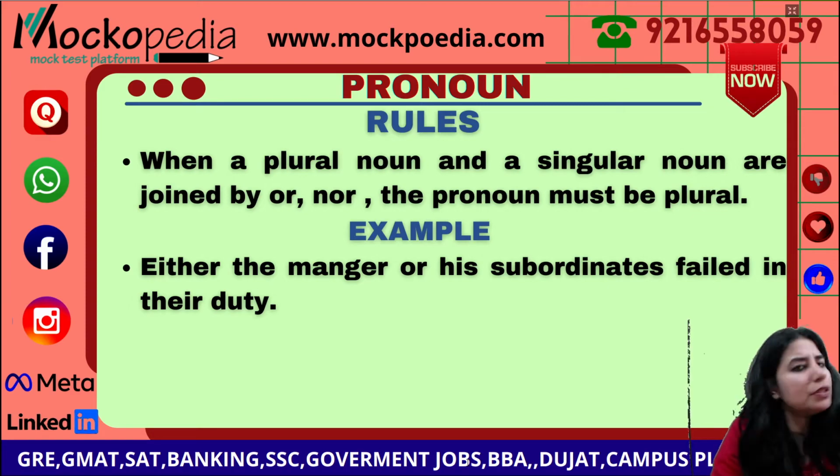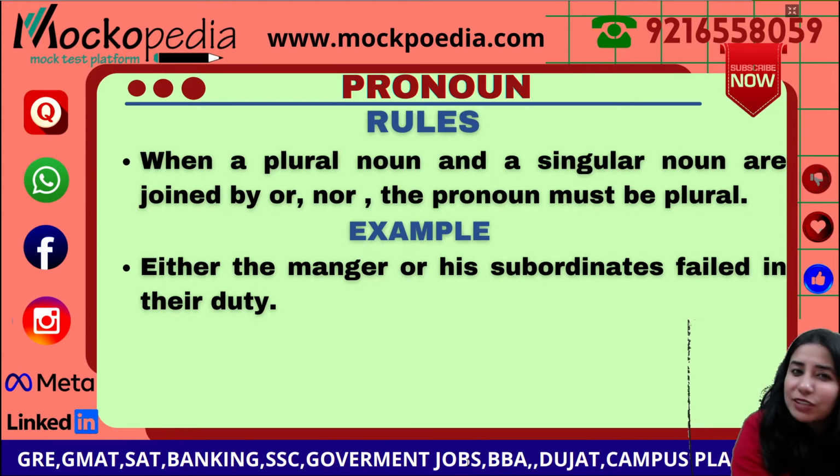So, either the manager, this is a singular term, or his subordinates, which is plural, failed in their duty. This is simple, right? You're not going to mess up because this is actually conveying the idea of a plural noun. So this is something that you can retain. Two singular terms connected with or, neither nor, either or will take a singular pronoun. That might create confusion, but it would be an easy pill to digest, right? Isn't it?